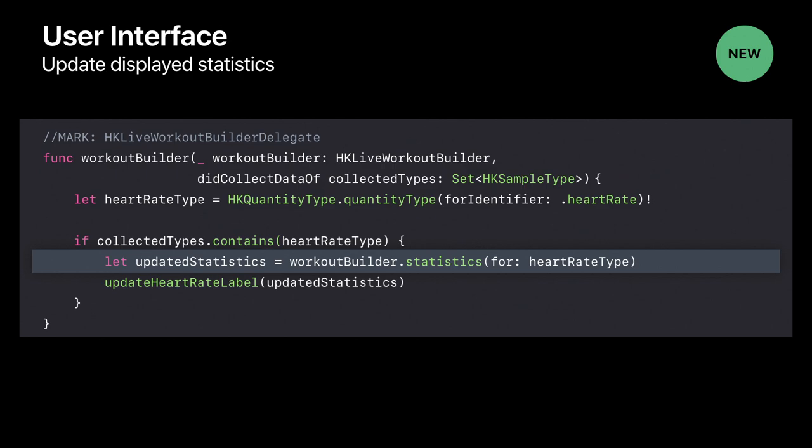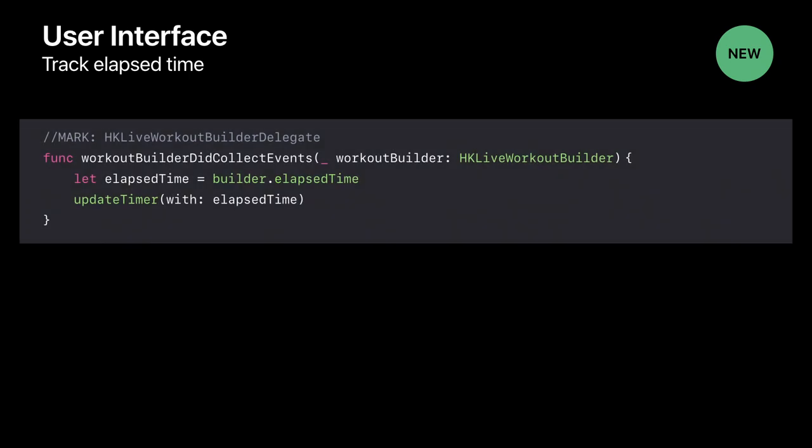One thing that's also very common in workout apps is to have an elapsed time timer. And so, of course, we start the timer at the beginning of the workout, but that's not enough because pause or resume events will affect the duration of the workout. So every time new events are added to the builder's delegate method, workout builder did collect events will be called. And from here, you can simply use the builder's elapsed time property, which will give you the current elapsed time for the workout. It's that easy.